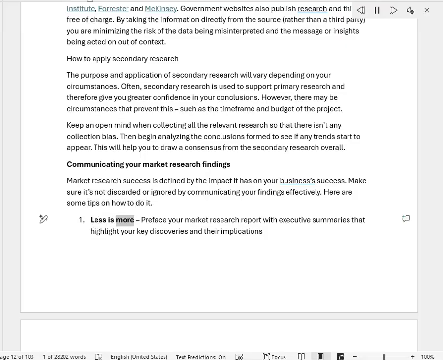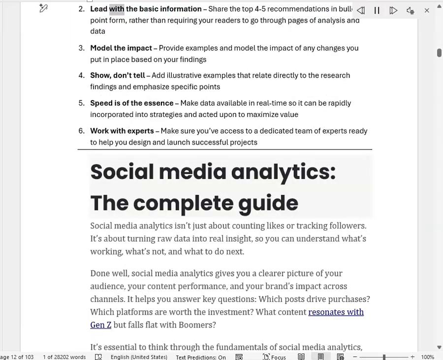Less is more. Preface your market research report with executive summaries that highlight your key discoveries and their implications. Lead with the basic information, share the top 4 to 5 recommendations in bullet point form, rather than requiring your readers to go through pages of analysis and data.